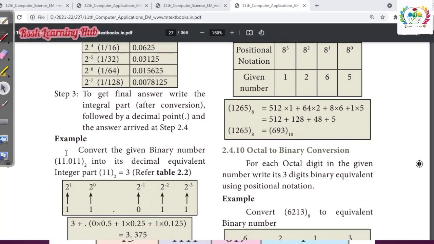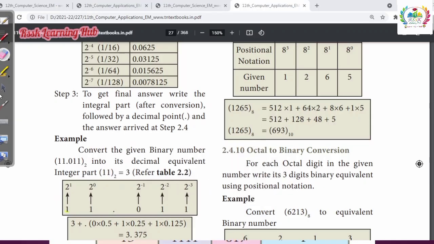Now see this. For the number 11.011, you are going to convert to the decimal equivalent. So this is your binary number. First, the integral part 11: this digit indicates 2 power 0 and this one indicates 2 power 1. Now moving to the fractional part, starting from the left, this one is 2 power minus 1, then this one is 2 power minus 2, and the next one is 2 power minus 3. Clear?